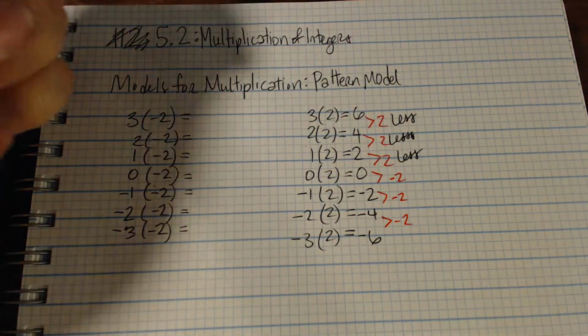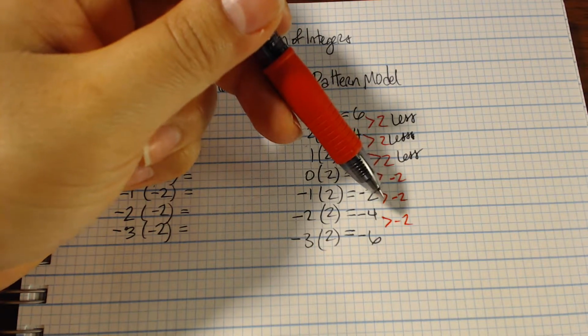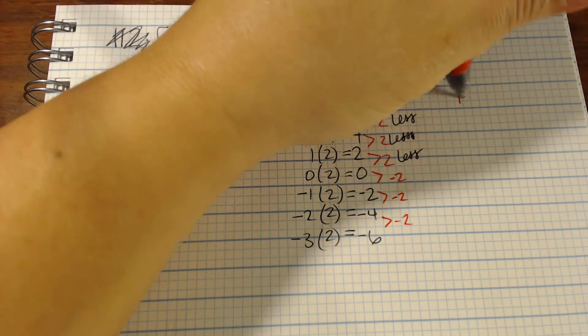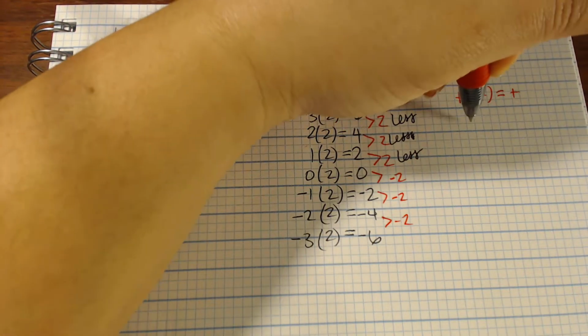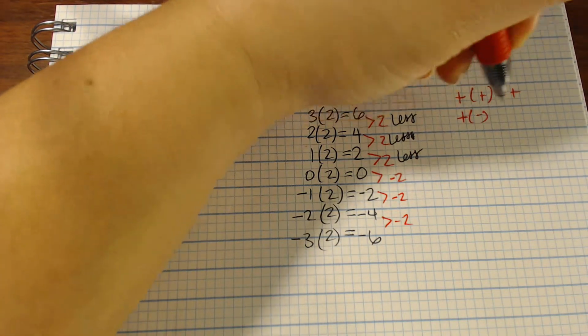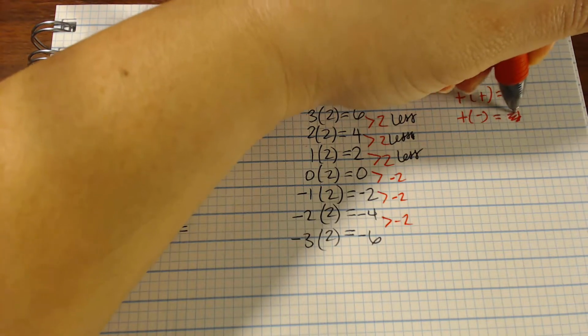So we now have that when we multiply a positive times a negative, we're going to get a negative number. Okay, so we have a positive times a positive, still going to get us a positive. And then a positive times a negative, we get a negative. Whoops, not negative 1, just a negative.